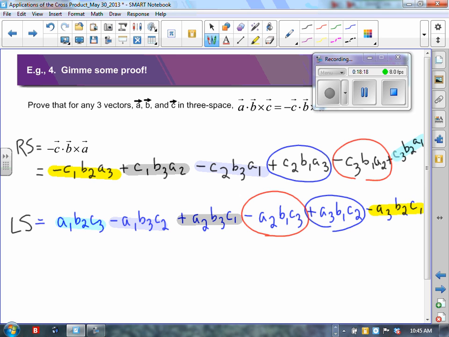Okay. So since left side is right side, we can then confidently say that A dot B cross C is equal to negative C dot B cross A.